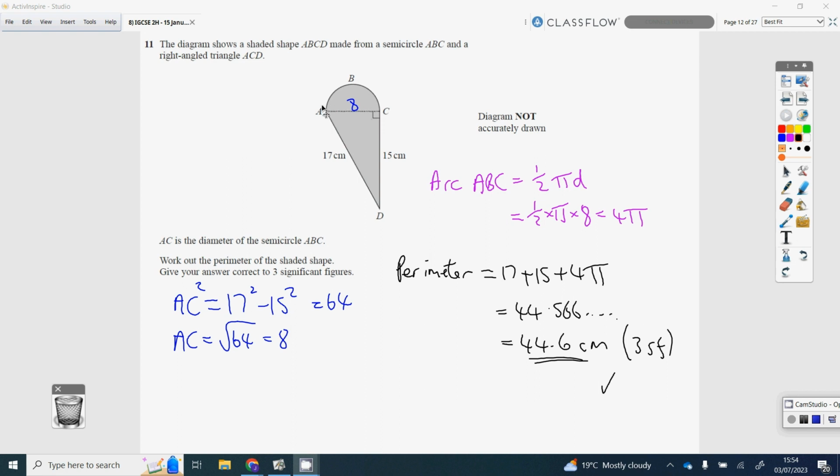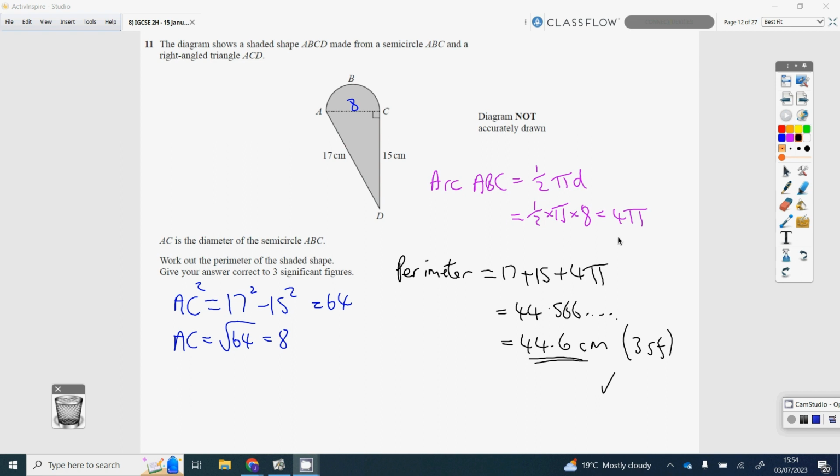Now, if I was working out the circumference of a whole circle, it would be pi times the diameter, C equals pi times D. But I just want half the length around a circle, the length around the curved bit of a semicircle. So it's going to be half times pi times the diameter. That's half times pi times 8, AC being 8. I'm going to leave that in terms of pi. It's quicker to write down and it's exact. So the length of the arc ABC is 4 pi.